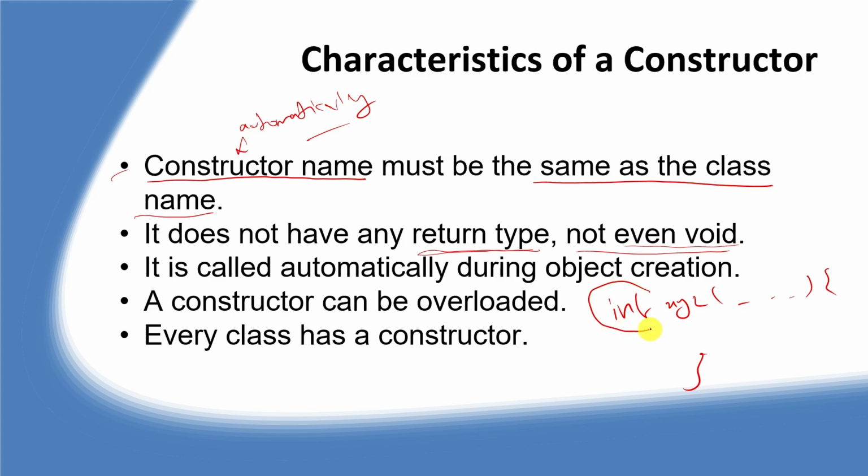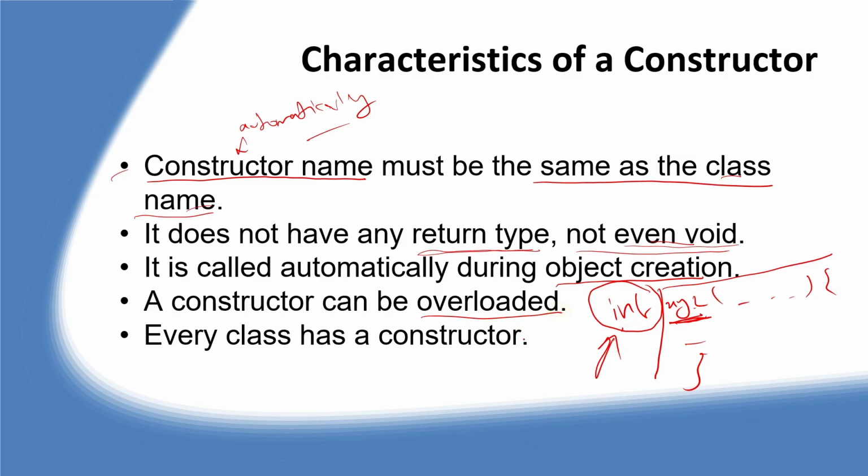So this value itself we don't need to add. It starts directly with the method name, and that will be the same as the class name. Whatever the class name is, the same name we need to provide as the method name, and no return type, not even void. It is called automatically during object creation. We have seen whenever we create an object using the new keyword, at that time this method will get called automatically.